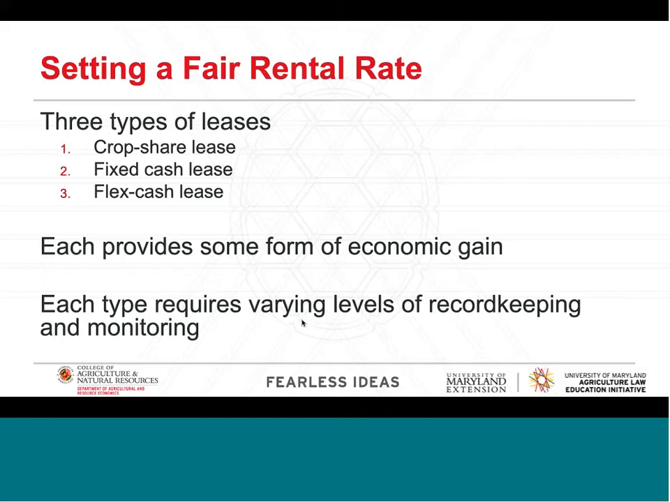So flex cash is a way to reduce that burden on the tenant to be able to just look at certain things that we can go back and peg real easy. And as you just figured out from my description of each one of these, each one's going to require a varying level of record keeping and monitoring depending on who the party is.